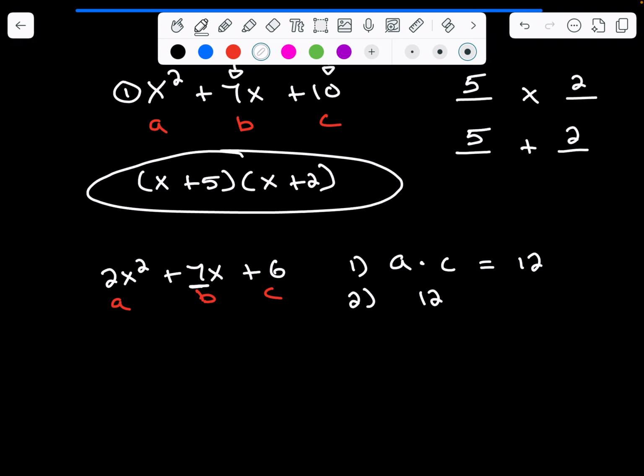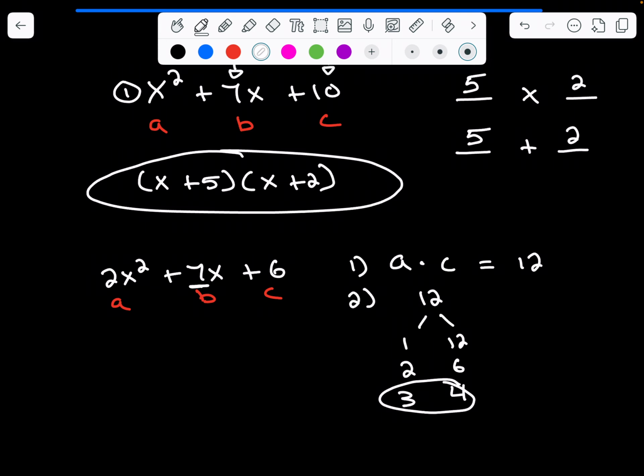add to get to 7. Well, if we don't know right off the top of our head, we can break this into a factor tree. So 1 times 12 is 12, 2 times 6, 3 times 4, and so on and so forth. So do any of those two numbers add to equal 7 and multiply to equal 12? Well, looks like this is.